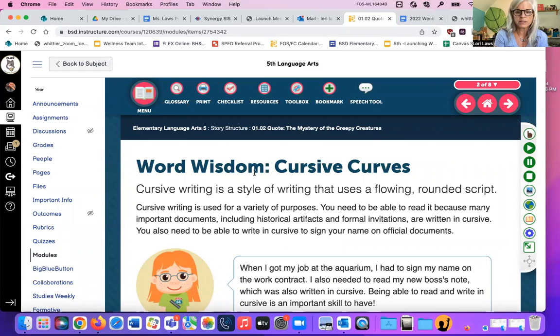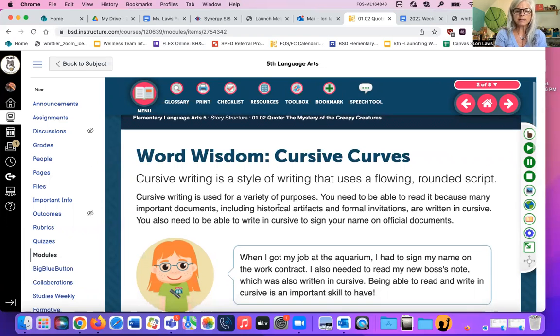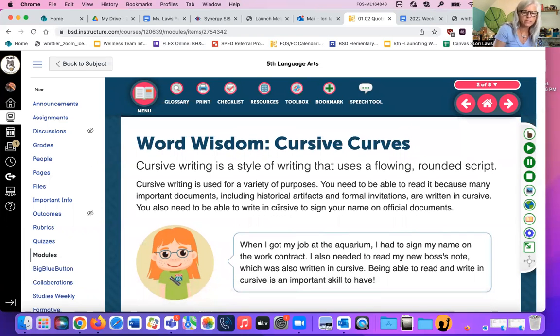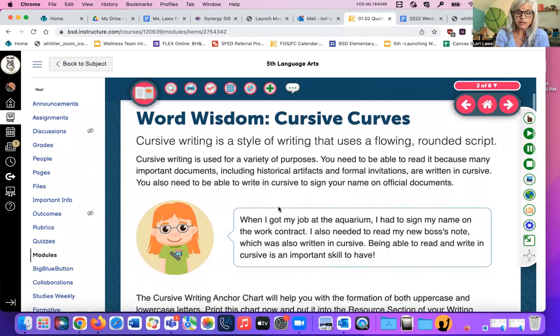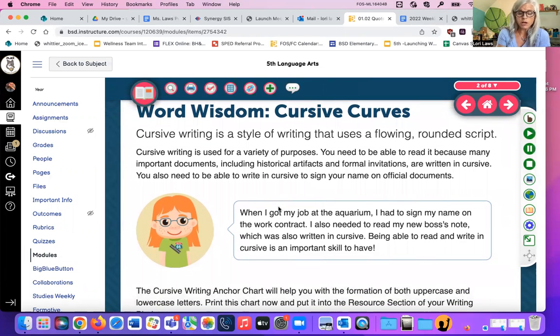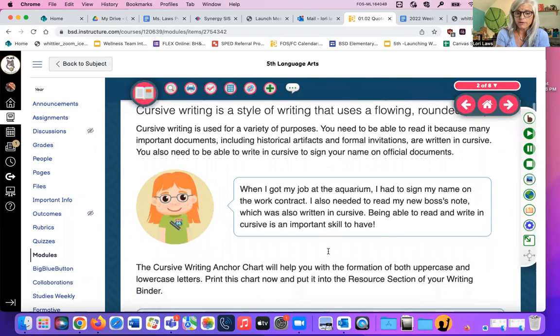Word wisdom, cursive curves. Cursive writing is a style of writing that uses a flowing, rounded script. Cursive writing is used for a variety of purposes. You need to be able to read it because many important documents, including historical artifacts and formal invitations, are written in cursive. You also need to be able to write in cursive to sign your name on official documents. When I got my job in the aquarium, I had to sign my name on the work contract. I also needed to read my new boss's note, which was also written in cursive. Being able to read and write in cursive is an important skill to have.